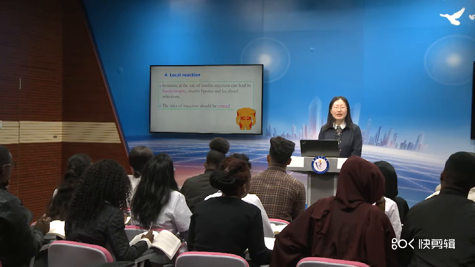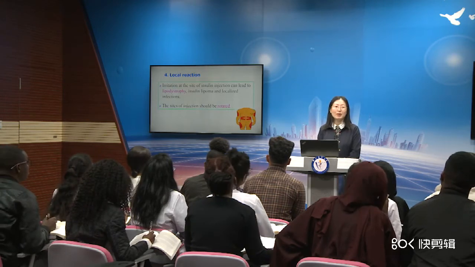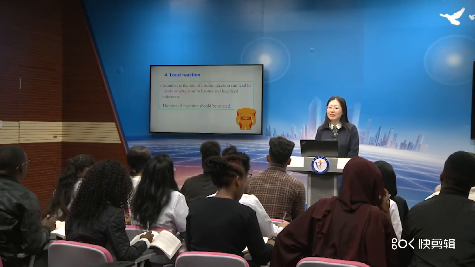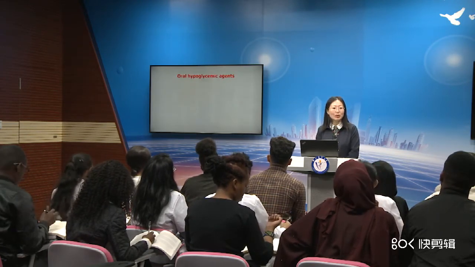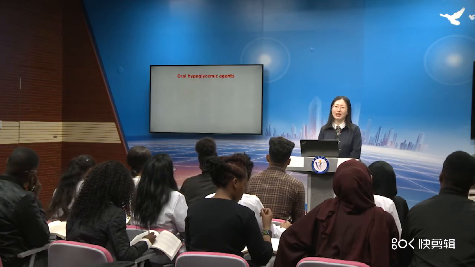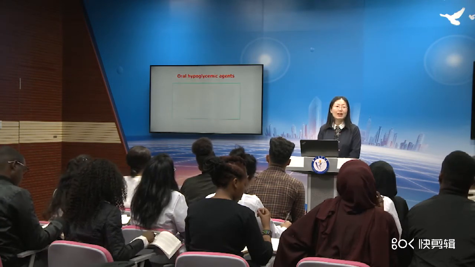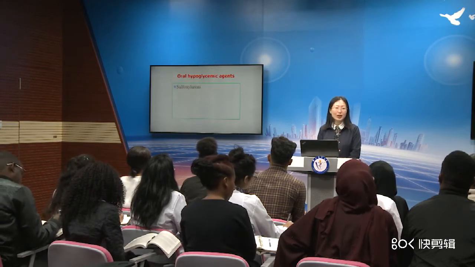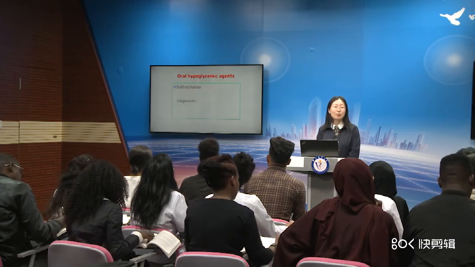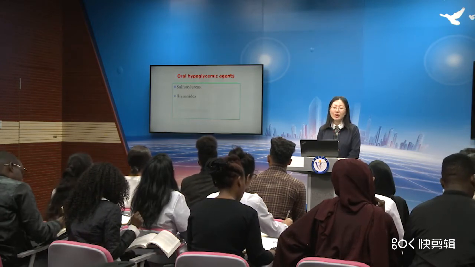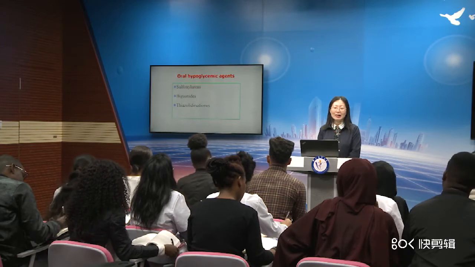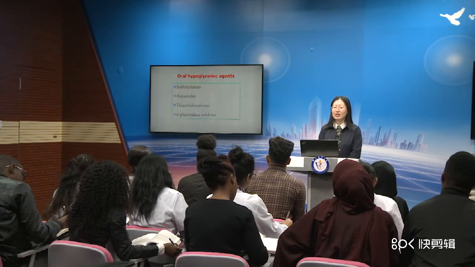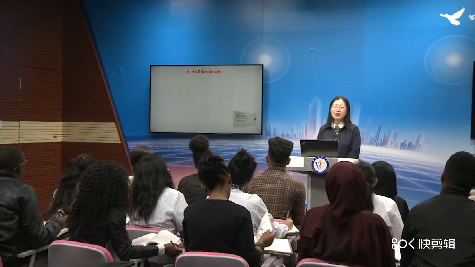Today we studied the first kind of drugs used to treat diabetes mellitus. Most NIDDM patients, in fact, at first use oral hypoglycemic agents. So let's study these oral hypoglycemic agents. The first class, sulfonylureas. The second class, biguanides. Number 3, thiazolidinediones. The last type, alpha-glucosidase inhibitors. So the first one, sulfonylureas.